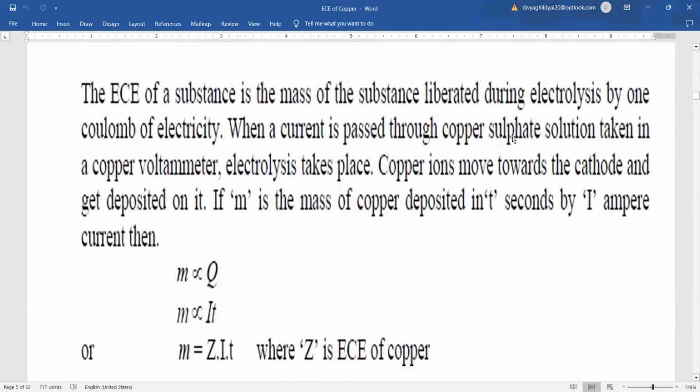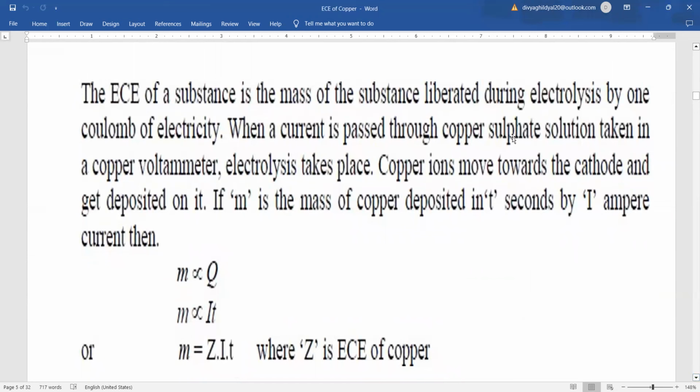Once we have checked this, we will take out the copper plates, dry them and measure their weight. This will give us M1 for our observation table. And after writing M1, we will insert the copper plates back into the copper voltammeter, and for 50 minutes, we will let current flow in the circuit. Because in these 50 minutes, deposition will take place on the copper plates.